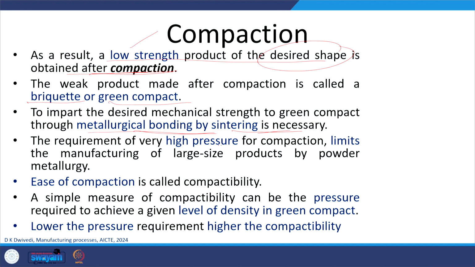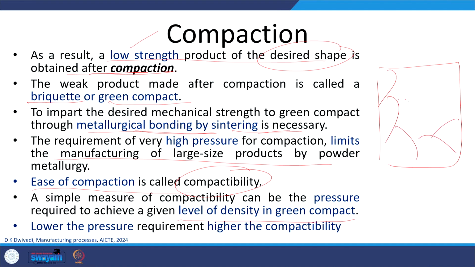The requirement of high pressure for compaction limits the size of the product that can be manufactured by powder metallurgy, and ease of compaction is called compactability. A simple measure of compactability is the pressure required to achieve a given level of density in the green briquette. Even when the briquette is formed, there will be a lot of porosity. Say the porosity after the compaction is 20%.